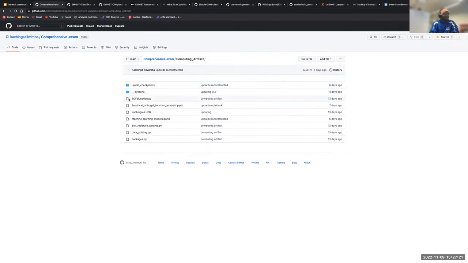When you come here, there's an EOF function, and there's also the notebook where I'm analyzing the soil moisture. And here, this is just the machine learning where we're trying to emulate this soil moisture from the CLM, the Community Land Model. And here we're just calculating the weights of the soil according to the profiles we chose. Then here, this is just the data screening of the xarray data set. And these are the packages which are required to run these notebooks.